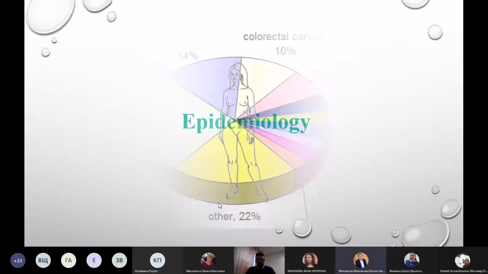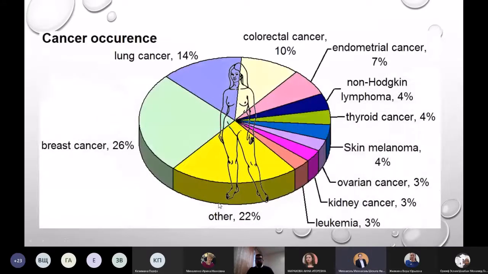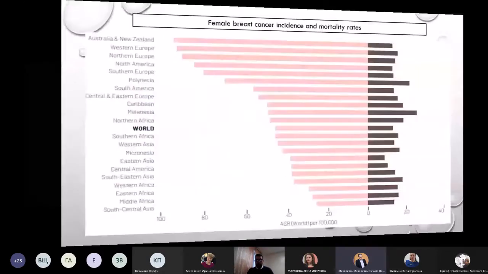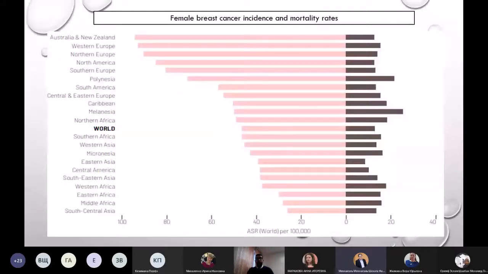The statistics showed that the incidence of breast cancer is higher in developed countries like the USA, Europe, and Australia than in less developed countries like African and Asian countries. However, the mortality rate is much higher in underdeveloped countries due to the lack of diagnosis and treatment means.